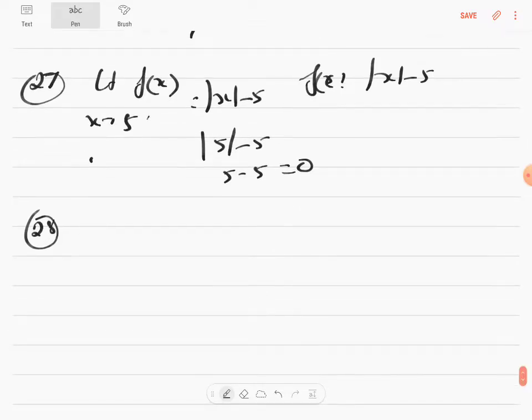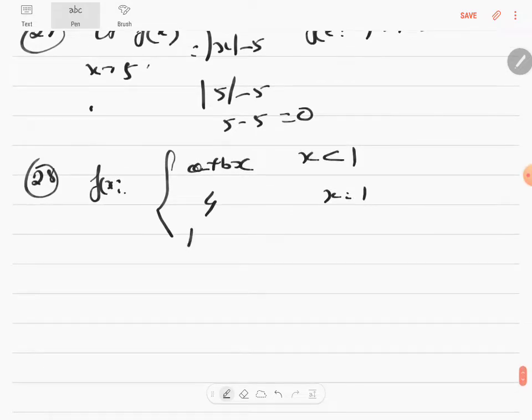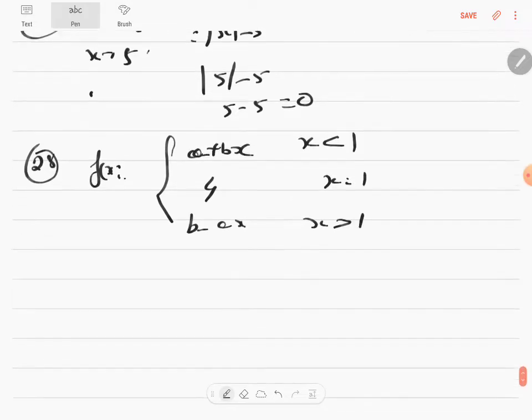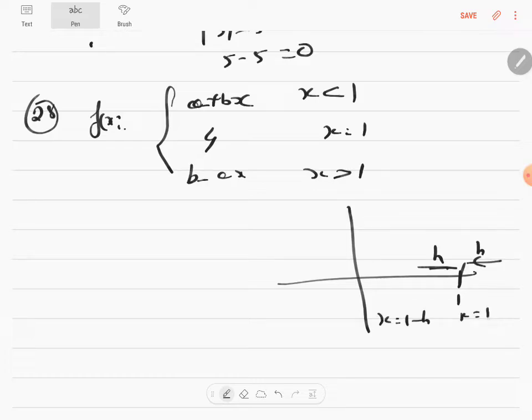Okay, 28th sum. So f of x is equal to a plus bx when x is less than 1, so the left side of 1, this formula. At x is equal to 1, f of x is 4. Okay, b minus ax when x is greater than 1. So you are going to approach 1 from the left and 1 from the right. So x will be 1 minus h and x will be 1 plus h.